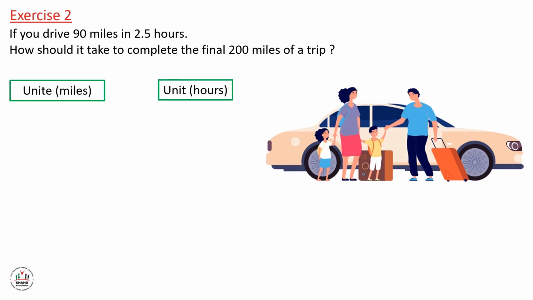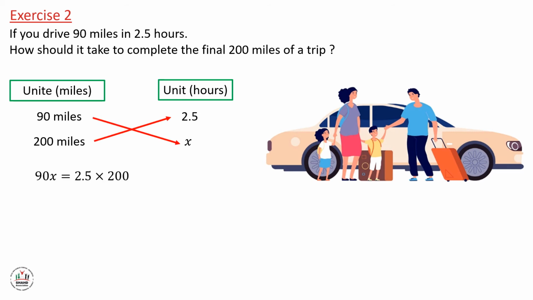So we put the unit, which is the miles, on the left, and we have another unit, which is time, on the right. 90 miles takes 2.5 hours, and 200 miles takes x. We don't know how much it takes. We want to calculate the value of x.